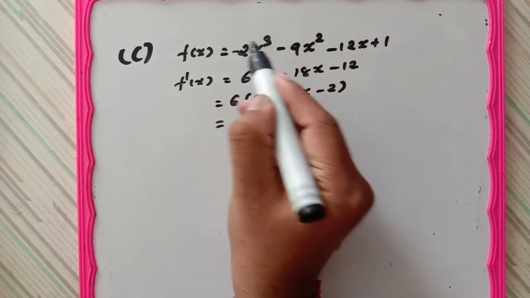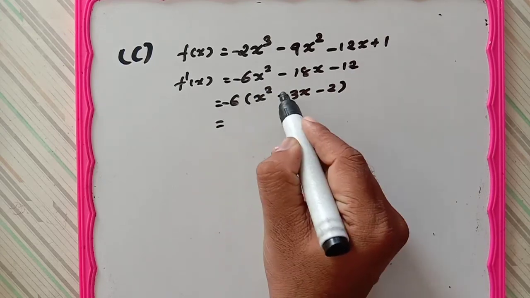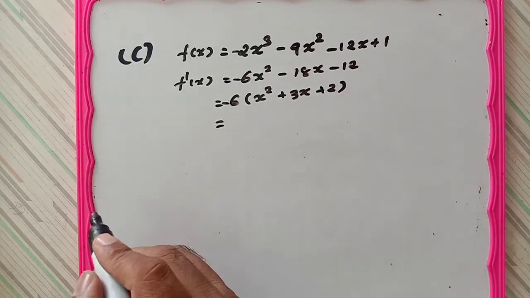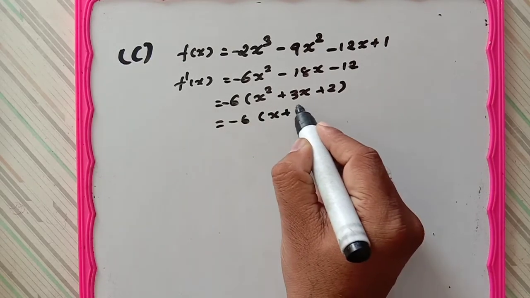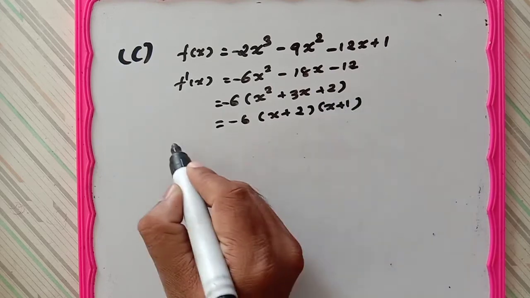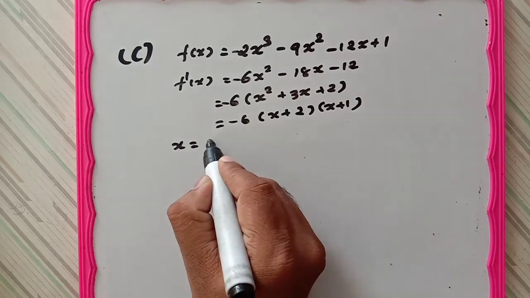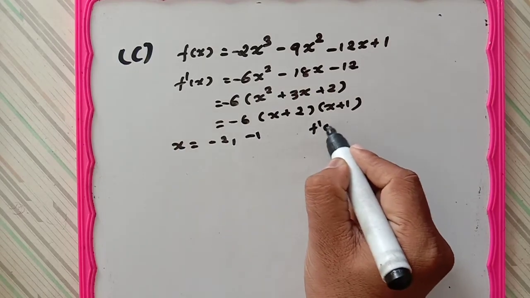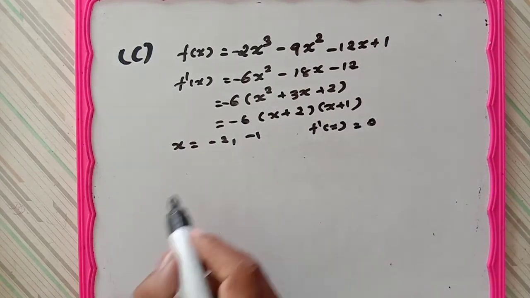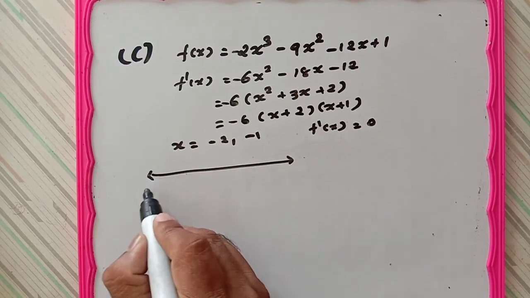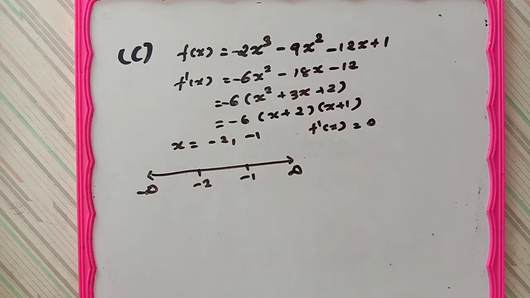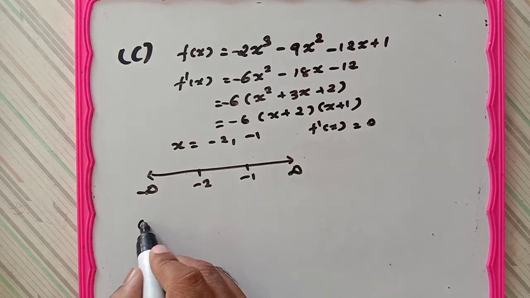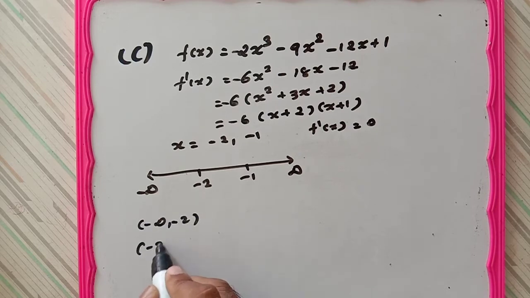Sorry, it is minus 2x cube minus 6, and so minus 6 we take out common, then this will be plus, and so minus 6, x plus 2, x plus 1 are the factors. So at x equals to minus 2 and minus 1, f dash x is 0, and so we can mark minus infinity to minus 2, minus 1 and infinity. So we have intervals minus infinity to minus 2, minus 2 to minus 1 and minus 1 to infinity.